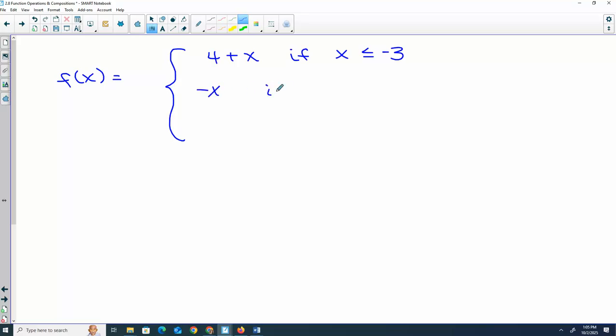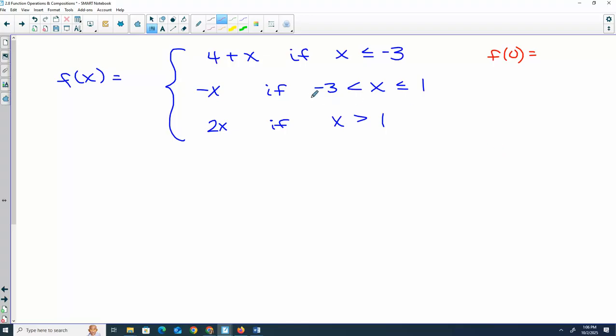The opposite of x if negative 3 is less than x is less than or equal to 1, and 2x if x is greater than 1. First of all, do you know enough about reading that you could just evaluate things? If I said, tell me what f of 0 is. You know it's a function, so you can only get out one answer. Which piece would you plug that into?